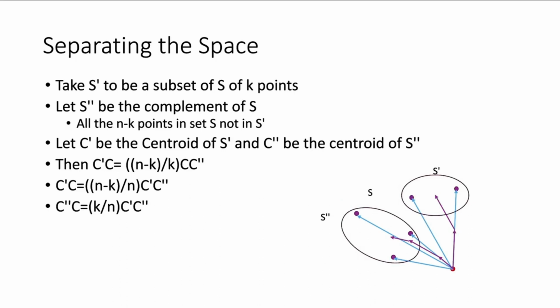We can separate S into S prime and S double prime. S prime will be a subset of S with k points, and we'll take S double prime to be the complement, or the n minus k points that are not in S prime, which are basically all the points in S not in S prime. From there we can establish centroids, much as we would in S, as C prime and C double prime.